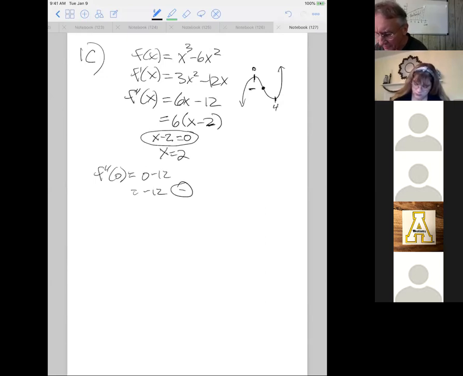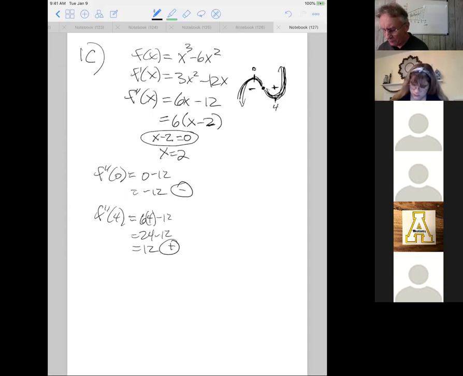So this is negative over here. That means it's concave down. And f double prime at 4 is equal to 6 times 4 minus 12. That's 24 minus 12, which is 12, which is positive, which means that at x equals 4 it's concave up. All right? So the interval is concave down. I put concave up first, so I'll do concave up first.